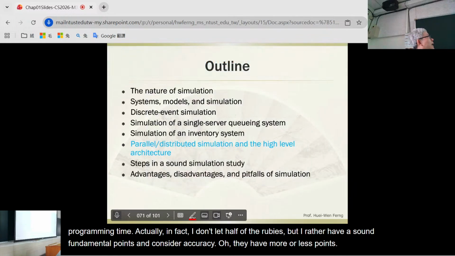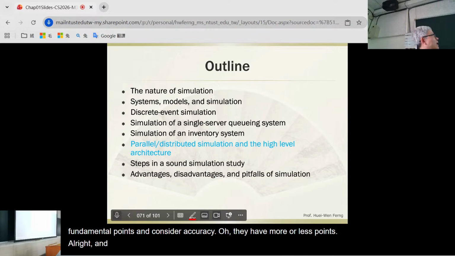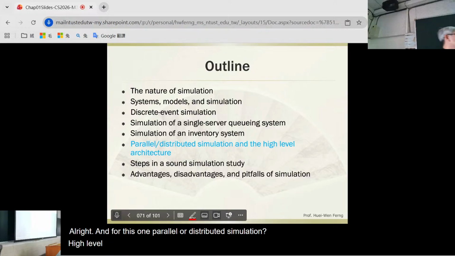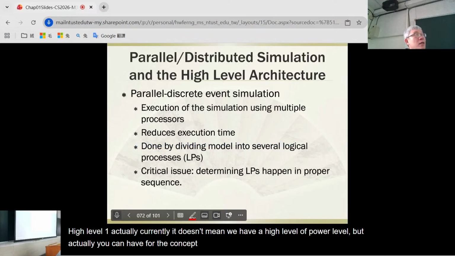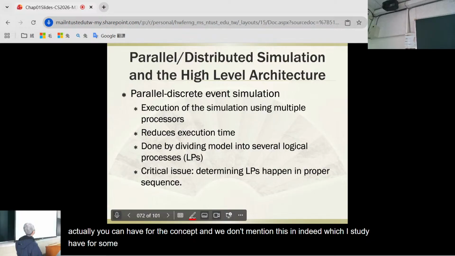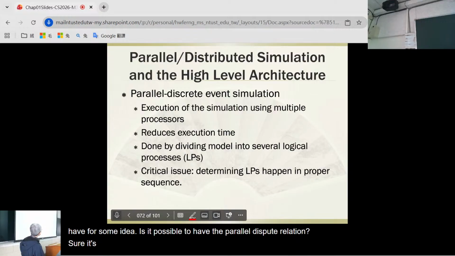And for this one, parallel or distributed simulation, or a high level one. Currently, it doesn't mean we have a high level or parallel one, but you can have the concept. We don't cover this in detail. We just let it give some idea. Is it possible to have parallel discrete event simulation? Sure, it's possible.